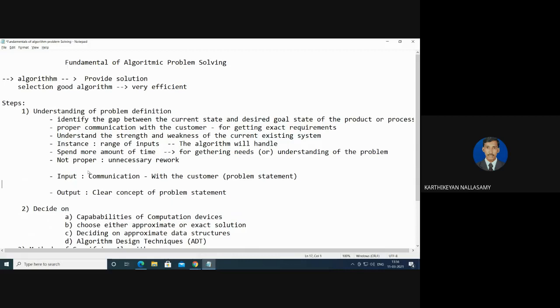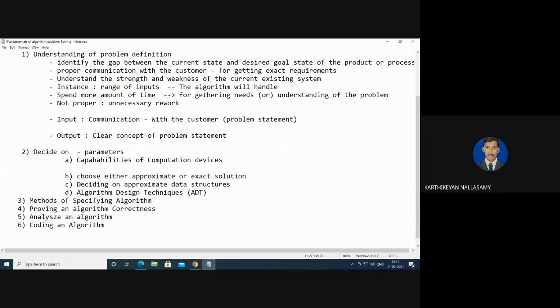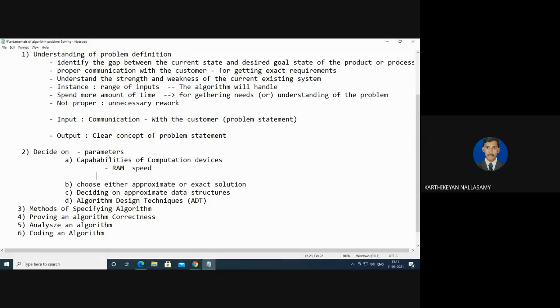So the next thing is, once we have clearly understood the problem statement, we are going to identify some of the parameters for solving the problem. The first one is to identify the capacity of your RAM, that is, what kind of machine you are going to run on. First of all, you are going to identify the machine in which you are going to test, so you must know the hardware requirements of your program. A computational device always indirectly means hardware, the hardware requirements and its strength.